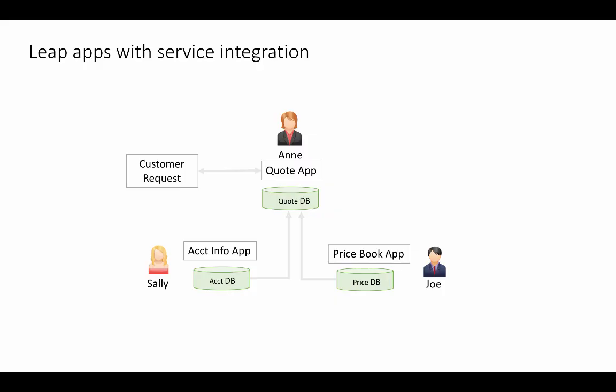In the next section, we're going to take a look at service integration. The scenario here is a customer request for a quote. We have information on the customers. We have information on the products and pricing. Let's see how we can add a third app where Ann can develop a customer quote that consistently leverages the pricing and product information maintained by Joe, as well as the customer information maintained by Sally.